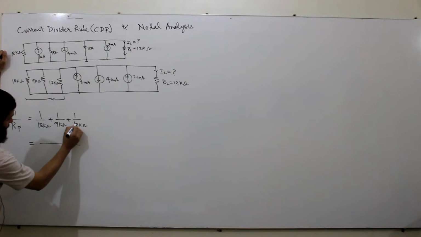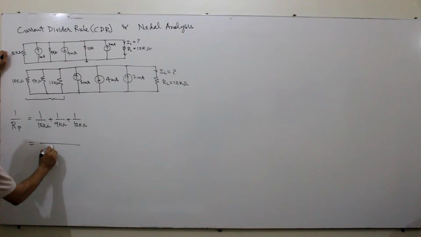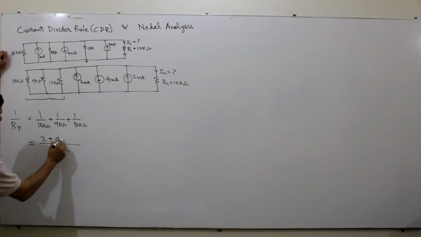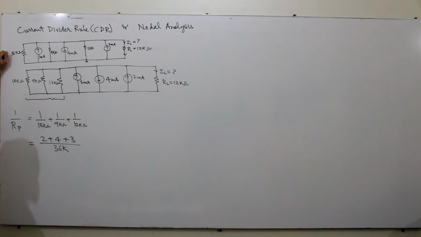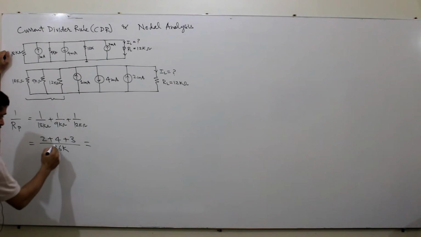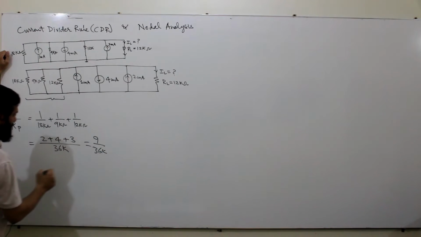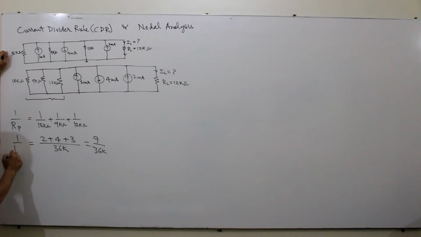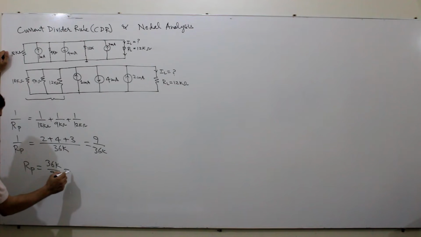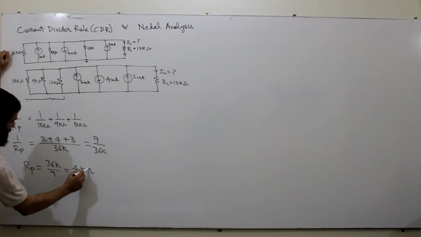we can take the LCM, 36 kilo ohm, and this is 2, 4, 3. So this is actually 9 over 36 kilo, 1 over Rp, or Rp is actually 36K over 9, which is 4 kilo ohm.